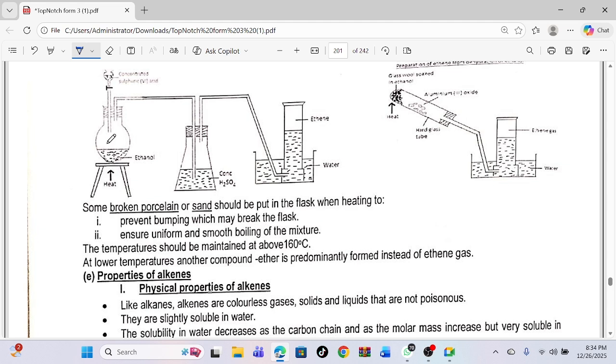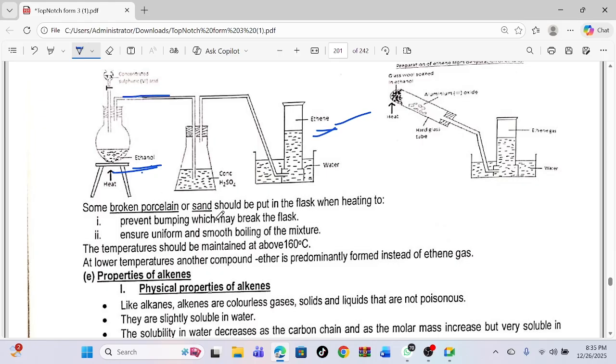So sometimes hapa wanatumia nini? Wanatumia hapa wanaweka sand ama broken porcelain pot. So hapa ni sulfuric acid umeweka, hapa ni ethanol umeweka. So kama hapa ni ethanol imetumika, hapa itakuwa nini? Itakuwa ethene. Kama hapa ni propanol, hapa itakuwa ngapi? Propene. Kama ni butanol itakuwa butene. Hexanol, hexene, hivyo.